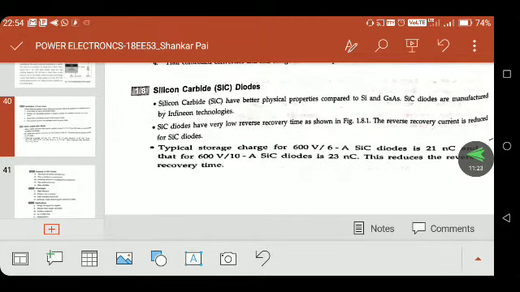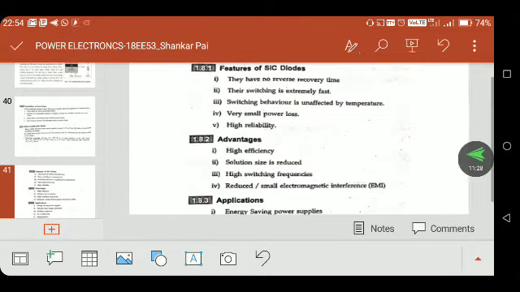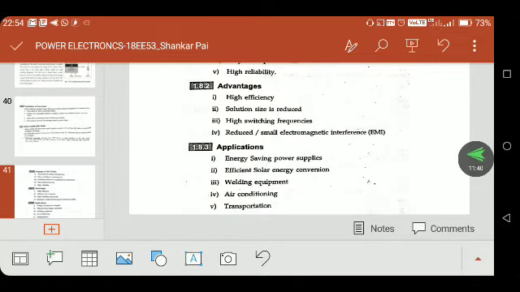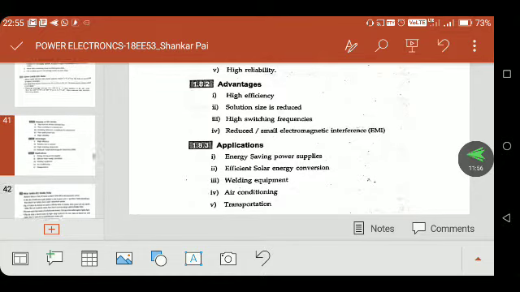The features here: they have no reverse recovery time, their switching is extremely fast, switching behavior is unaffected by temperature, very small power loss, high reliability. The advantages: high efficiency, compact size, high switching frequency, small electromagnetic interference. Applications: energy saving power supplies, efficient solar energy, welding equipment, air conditioning, transportation.